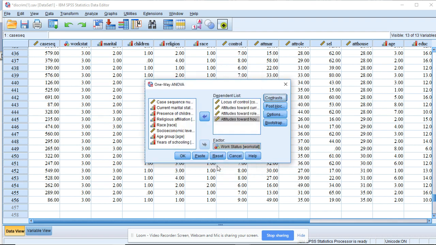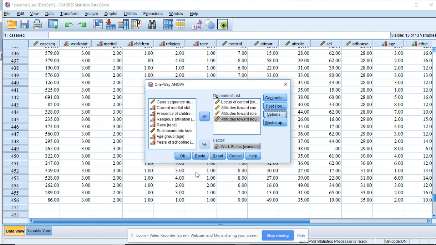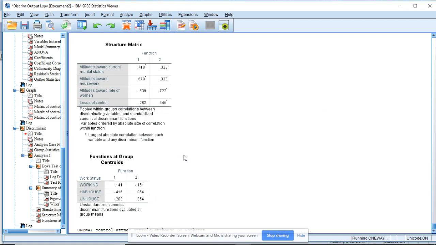So let's look at contrasts. No, that's not what we need. Options, perhaps. Here we go. Homogeneity of variance test. That's going to give us the Levene statistic. And then if Levene's test is significant on any of the variables, then we will know that we do not meet this assumption. So let's click OK.